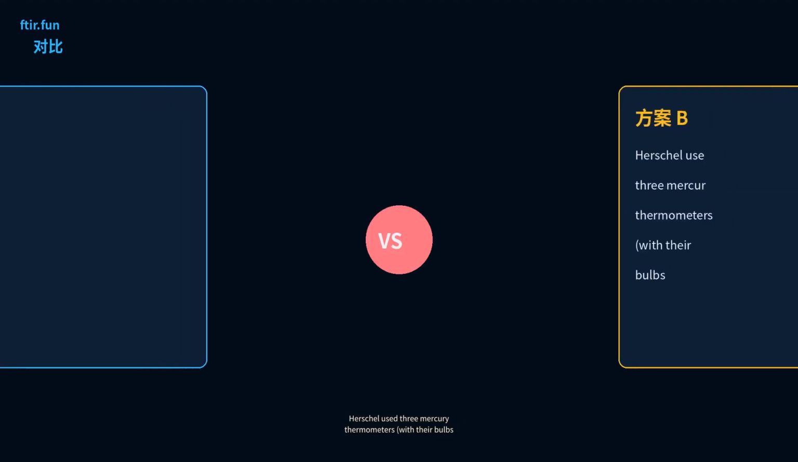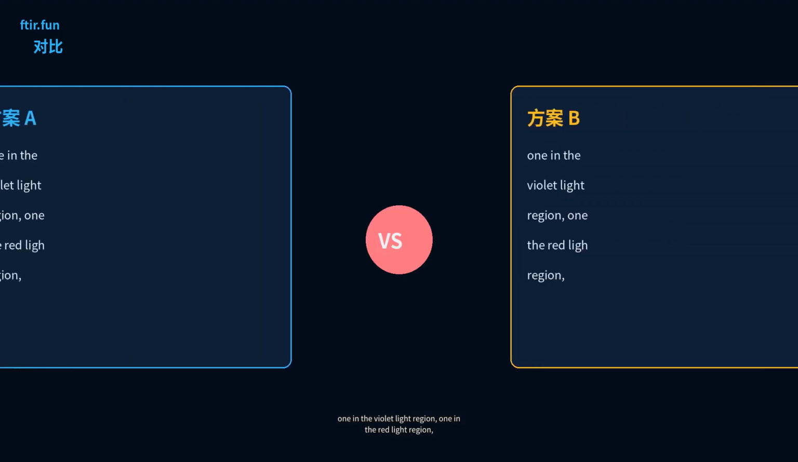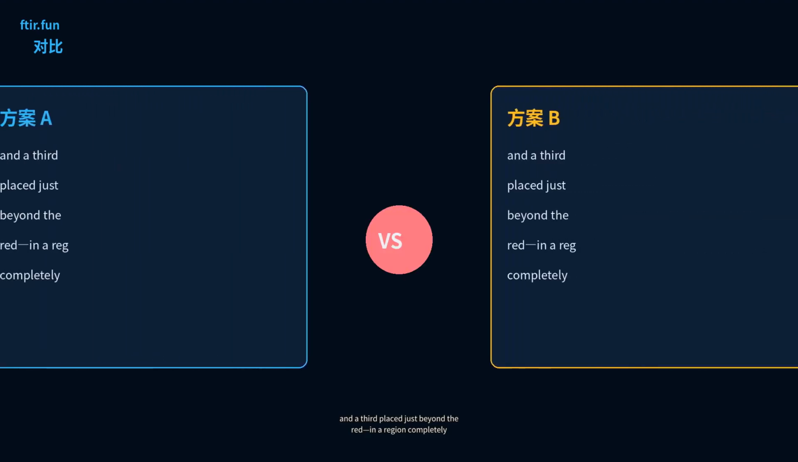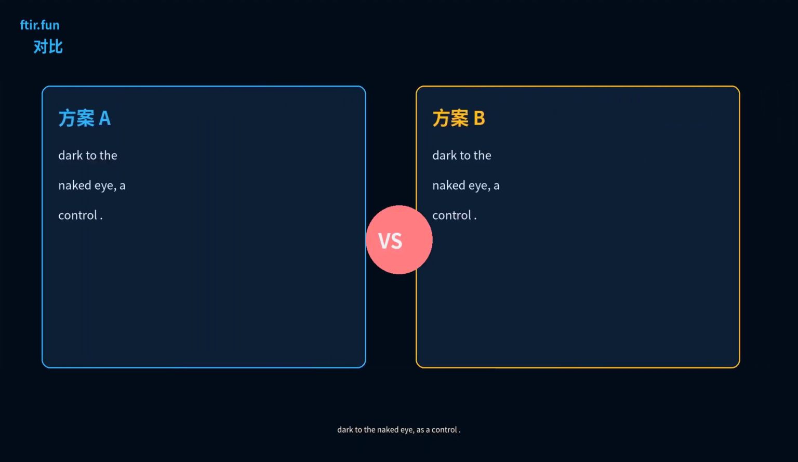Herschel used 3 mercury thermometers with their bulbs blackened to better absorb heat: one in the violet light region, one in the red light region, and a third placed just beyond the red, in a region completely dark to the naked eye, as a control.